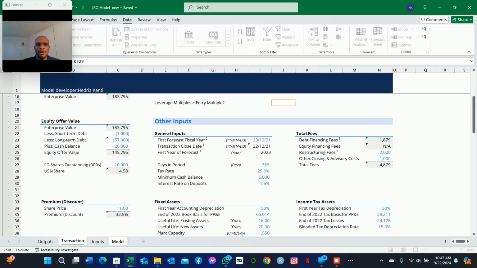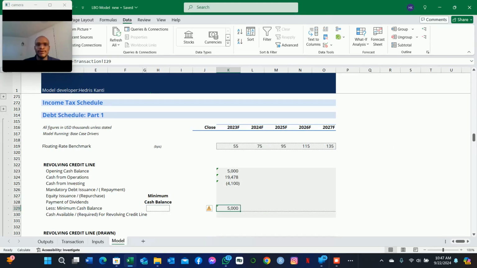So we are saying that no matter the outcome of this transaction, this private equity will always have a minimum cash balance of $5 million. So we reference that amount there. And since we want to have it as a minimum cash balance, we always want to see that amount. They are not spending above that amount, so whatever cash is generated from operations, we have to deduct that amount from the total cash generated in the period.